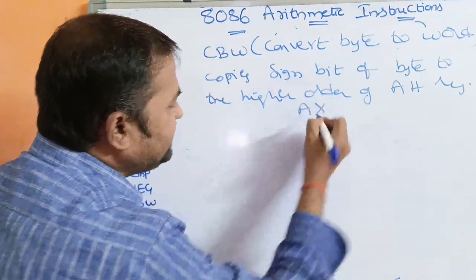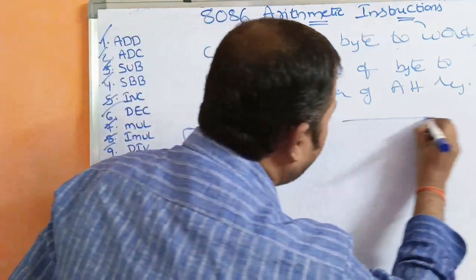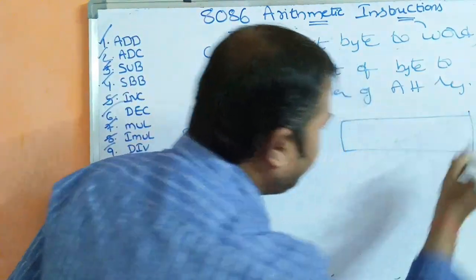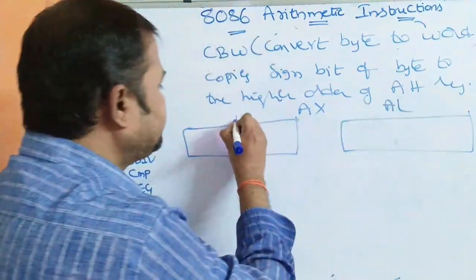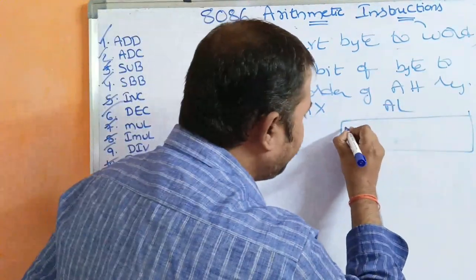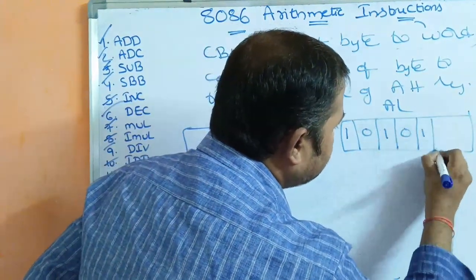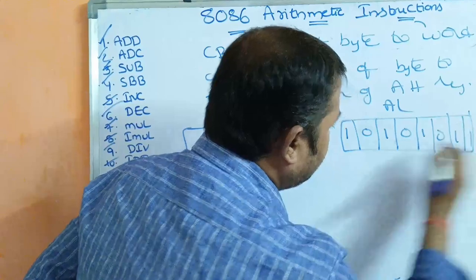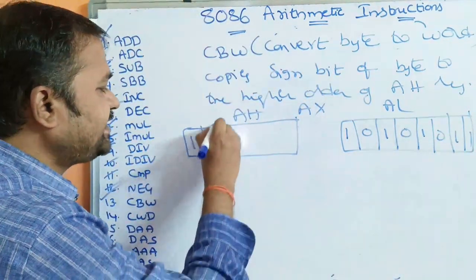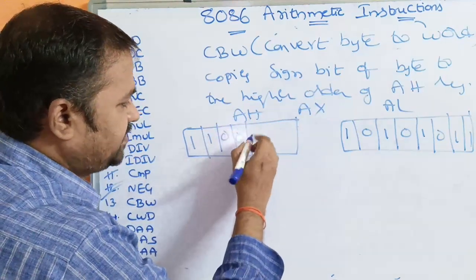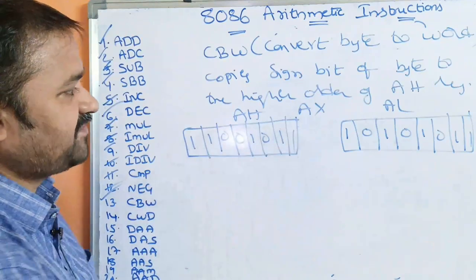Let we have the AX register. We know that the AX register is made up of AH and AL, so the size of AH and AL is 8 bits each. Let this be AL, this be AH. It contains 8 bits, so let the content be like this: 1011, 1, 2, 3, 4, 5, 6, 7, 8.